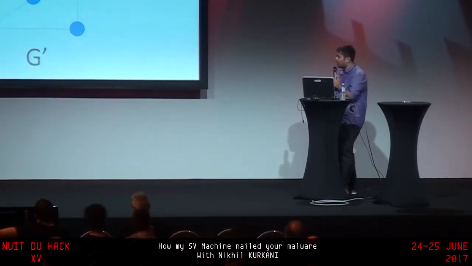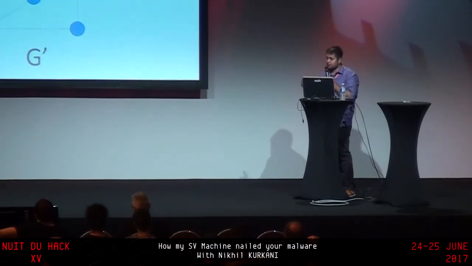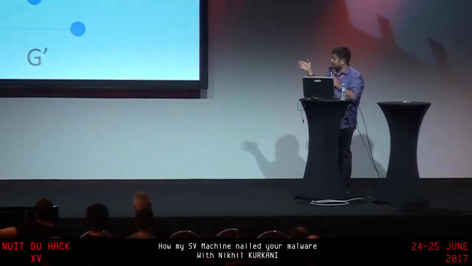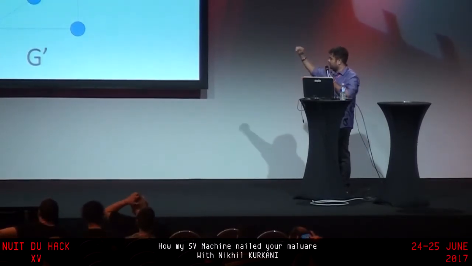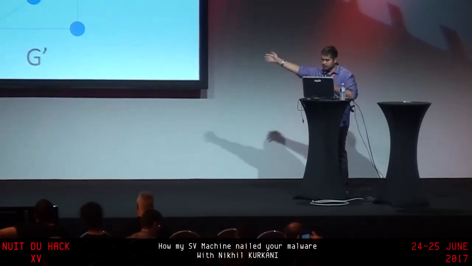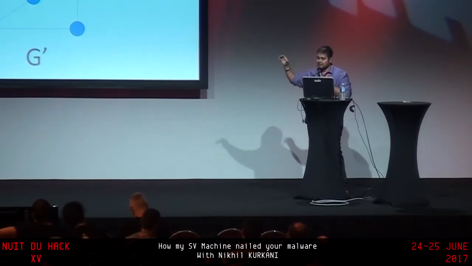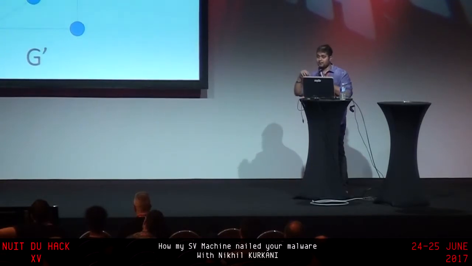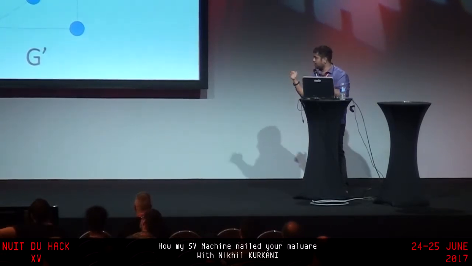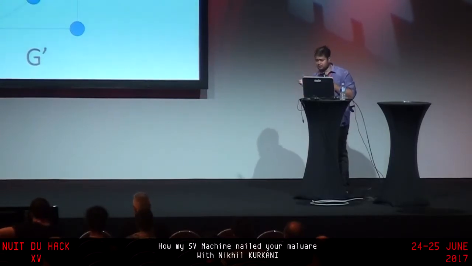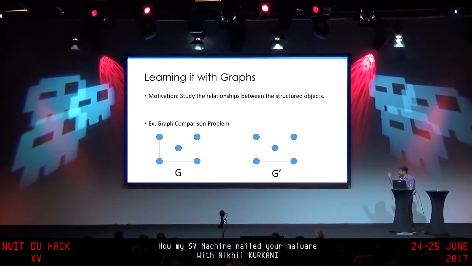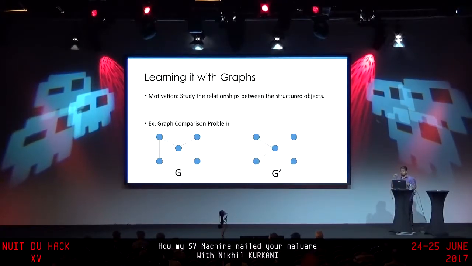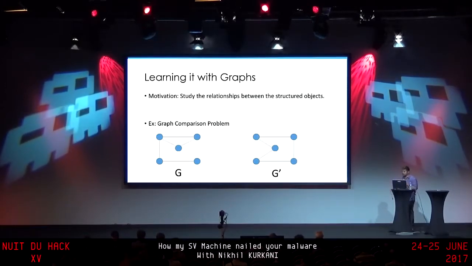Learning with graphs. The main motivation here was to study the relationship between structured objects. For example, take the graph comparison problem, where you have a first graph G and G prime. You would see that these are similar. This is just an example, but in the real world it's going to be really, really complex. The comparison of the first and second images would be easily possible by any simple algorithm, but once the complexity increases over a period of time, you would need graph kernels for that.